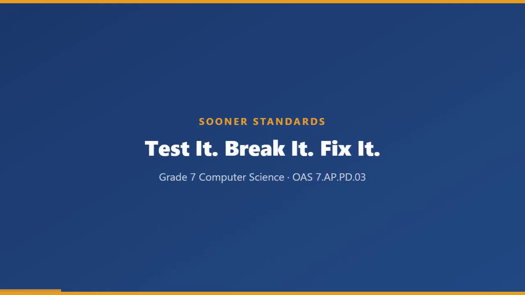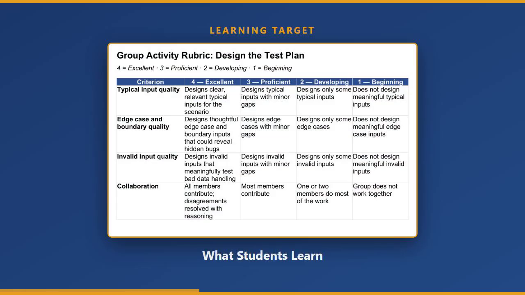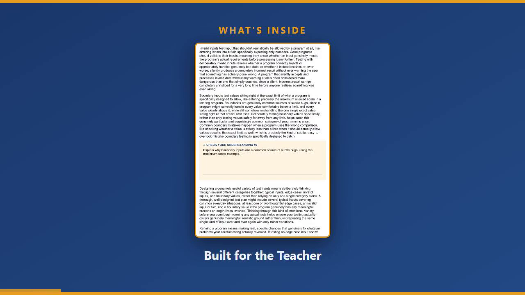From Sooner Standards: testing programs with student-created inputs, a complete grade 7 computer science unit for Oklahoma Standard 7.AP.PD.03. Students learn to test and refine programs using a variety of student-created inputs, inside a full teacher guide with pacing, misconceptions, and a scoring rubric, plus a content lesson with built-in comprehension checkpoints.